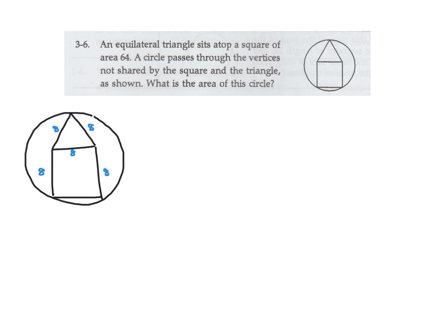Okay, a circle passes through the vertices not shared by the square and the triangle. What is the area of the circle? Okay, so that's limited information. So let's draw the center of that circle, and then let's draw lines. So first let's draw the line that goes all the way from top to bottom like that.